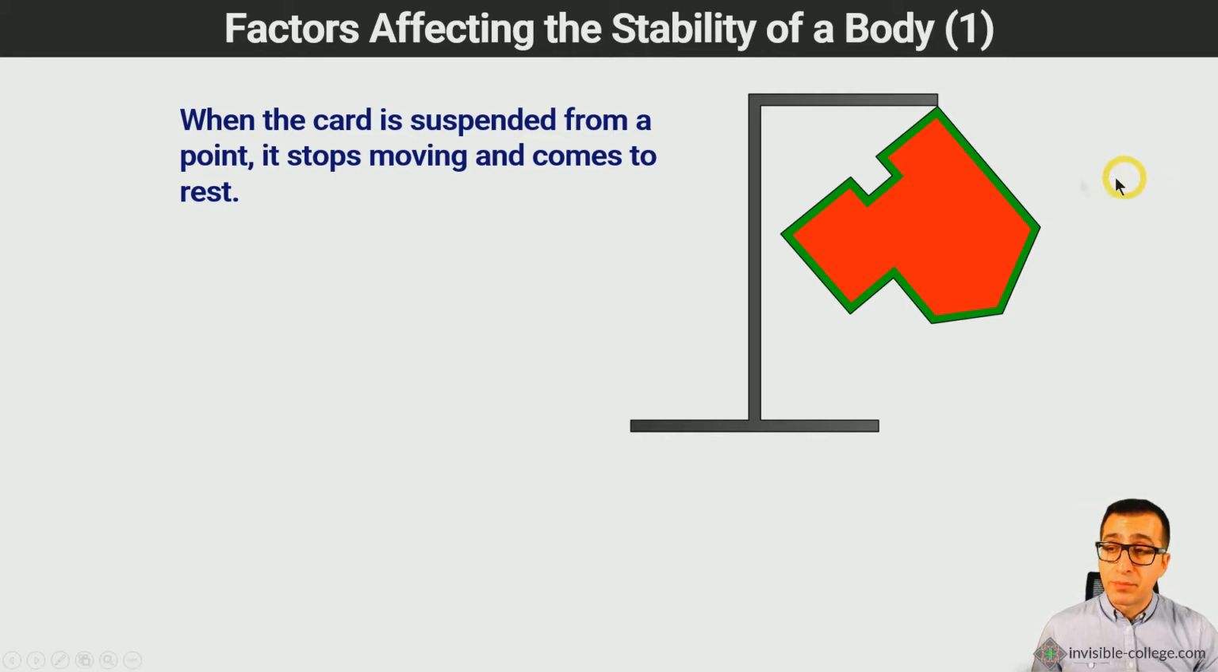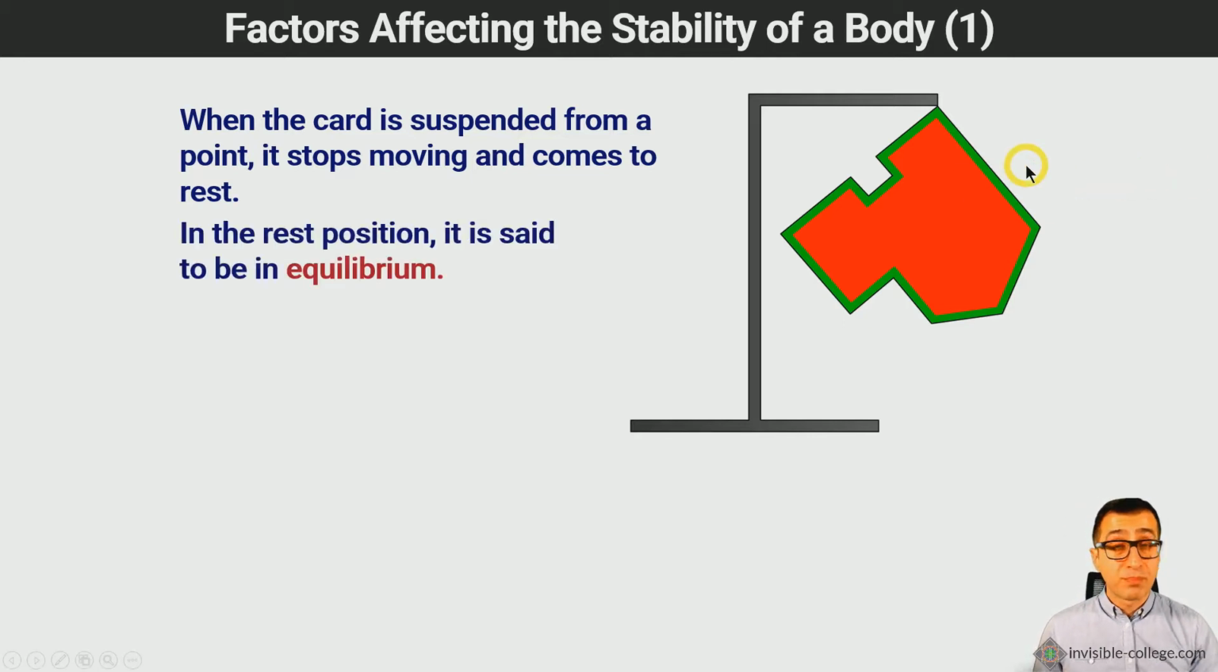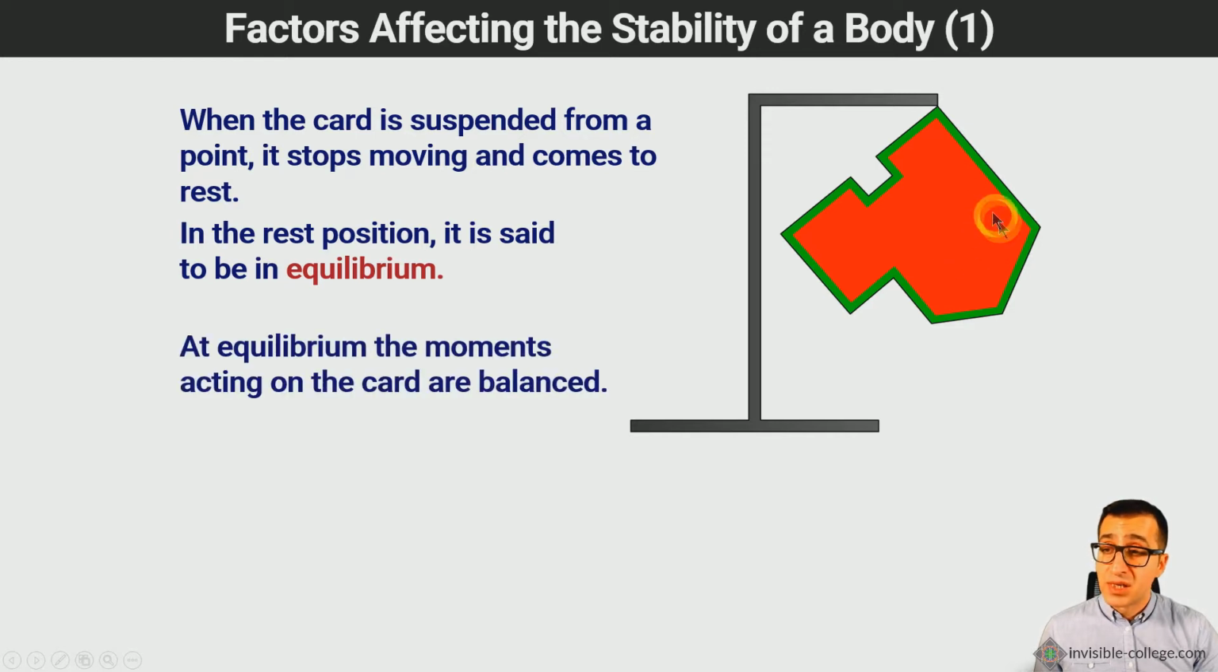And so objects in equilibrium have balanced forces on them. There is no resultant force, and there is no change in their motion or their position relative to the observer, unless, of course, they're moving with a constant velocity away or towards the observer. So at equilibrium, the moments acting on this card are balanced.